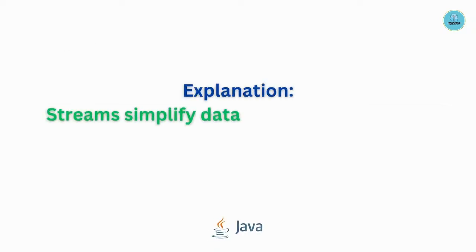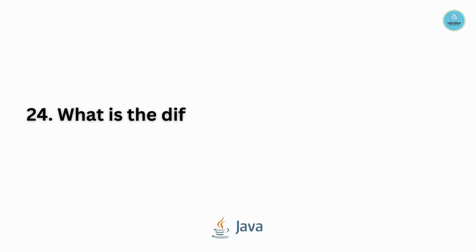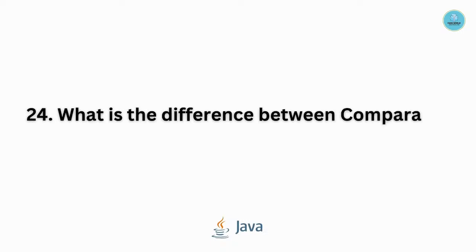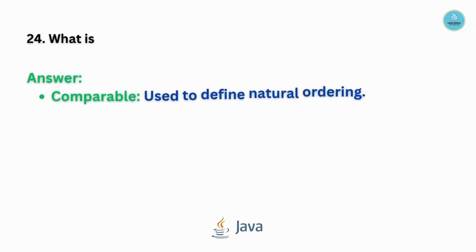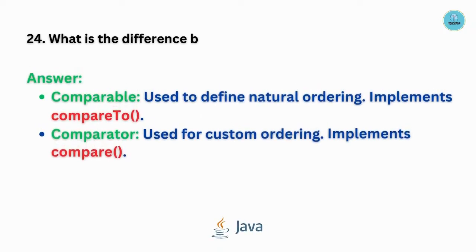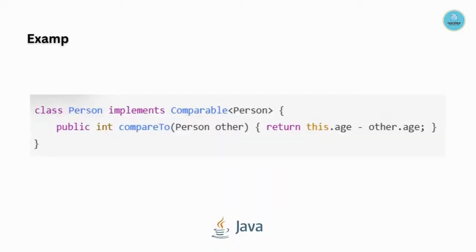Streams simplify data processing tasks and showcase functional programming concepts. Question number 24. What is the difference between Comparable and Comparator? When we talk about Comparable, it is used to define natural ordering, implements compareTo. Comparator is used for custom ordering, implements compare. Example is as follows.